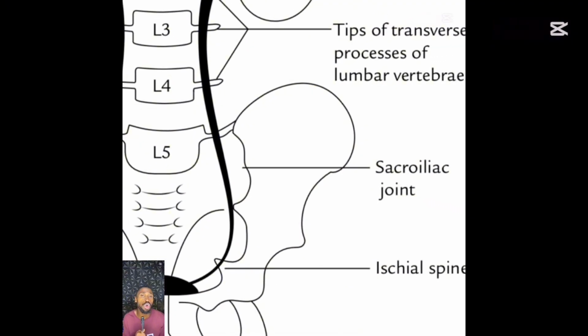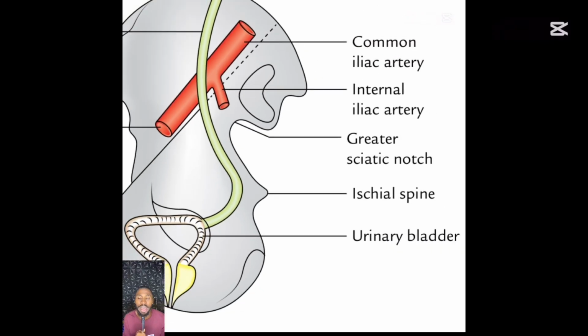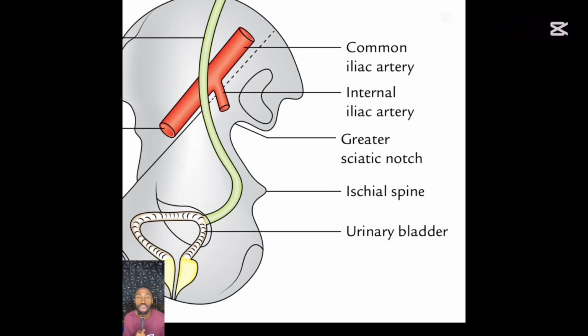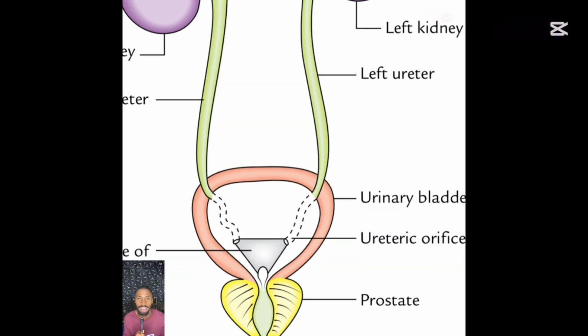Then it goes medially, where it enters the base of the bladder at the posterior superior angle of the bladder. It enters there through the ureteric orifice. Don't forget it.